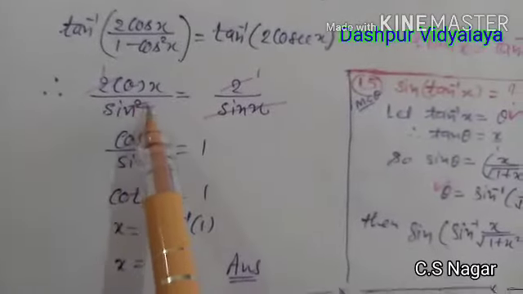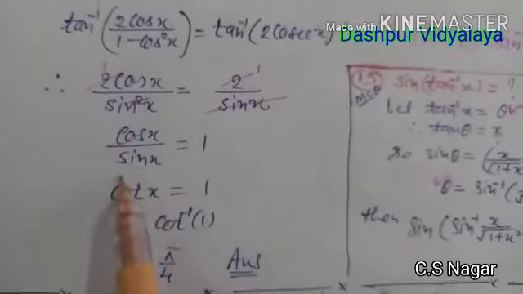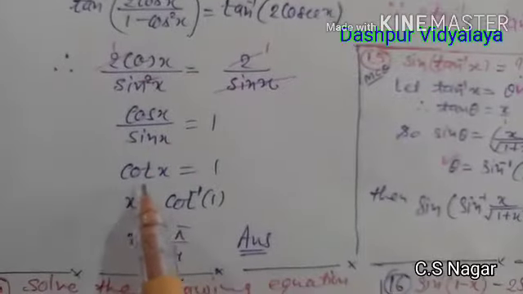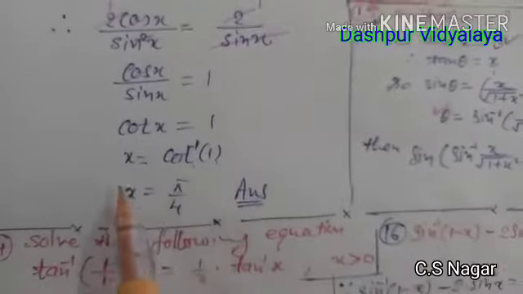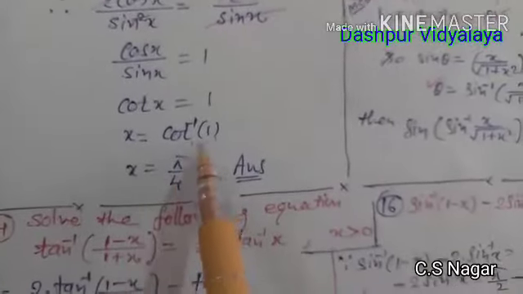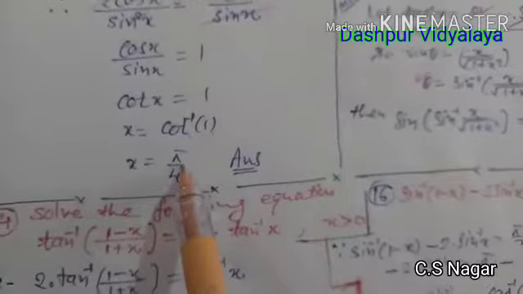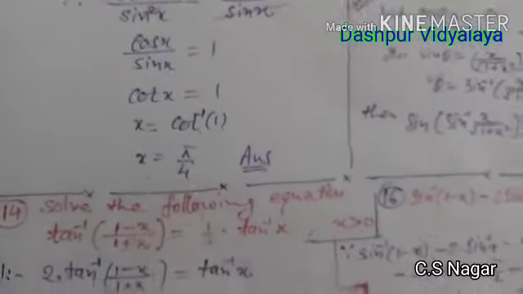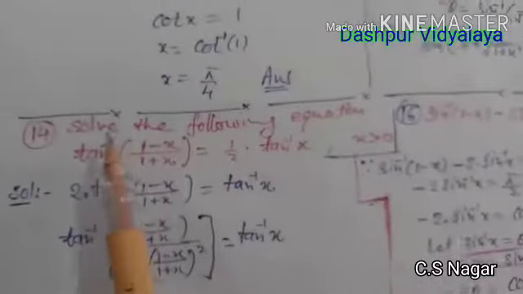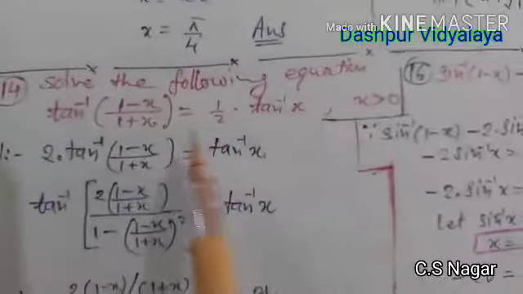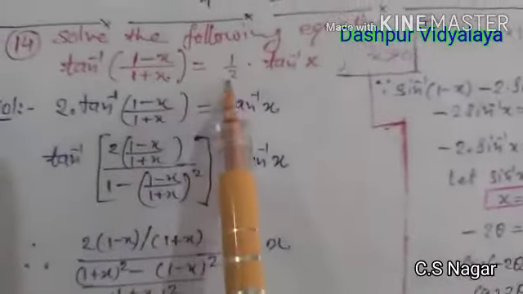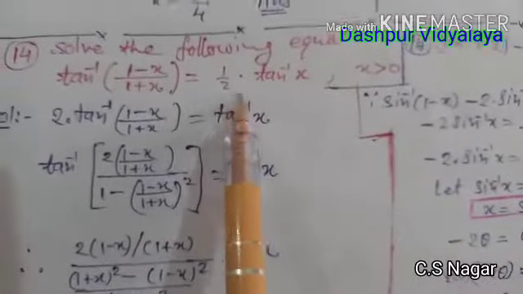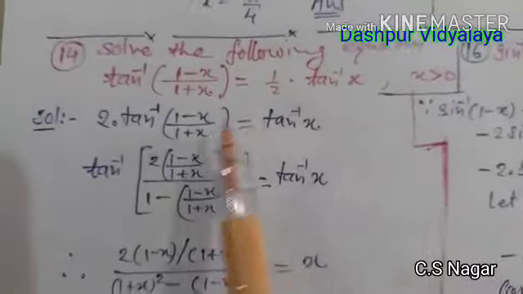Cos x upon sin x means cot x, cot x is equal to 1, so x is equal to cot inverse 1 and cot inverse 1 is pi by 4. This is our answer. Now next question number 14. Solve the following equation. This is also an equation. Tan inverse (1 minus x) upon (1 plus x) equals 1 by 2 tan inverse x.